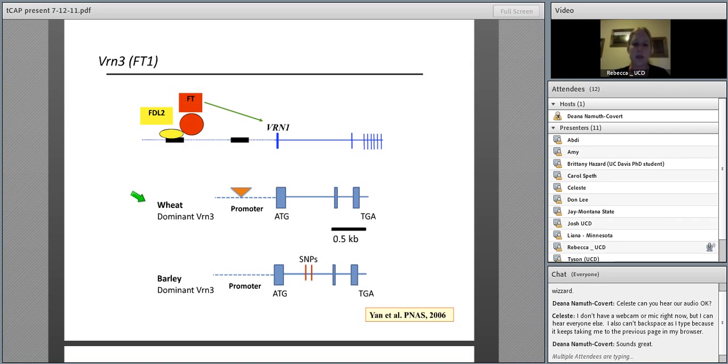And so again, in wheat, we see the dominant VRN3 has this insertion in the promoter with a retroelement insertion, which we believe is interrupting some kind of regulation site there and causing an upregulation of FT. And then in barley, we actually have several SNPs in the promoter, but we believe the SNPs that are in the intron are associated, they've been previously associated with the early flowering phenotype in the dominant VRN3 and the later flowering phenotype in the wild type or the recessive VRN3 allele.